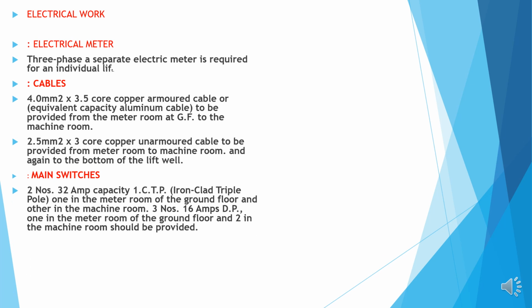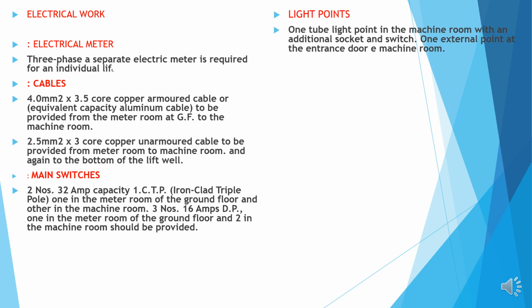Main switches. 2 numbers of 32 ampere capacity, 1 CTP, that is called iron clad triple pole, 1 in the meter room of the ground floor, another in the machine room. 3 numbers of 16 ampere DP, 1 in the meter room of the ground floor and 2 in the machine room should be provided.